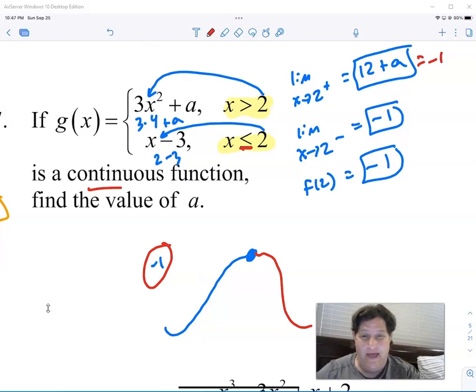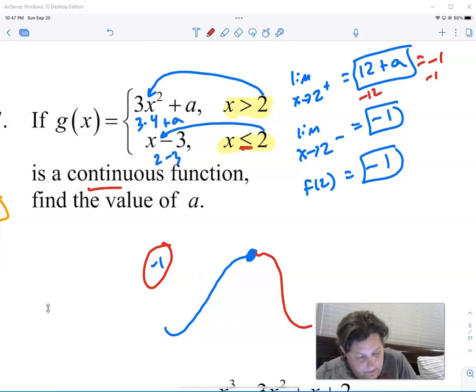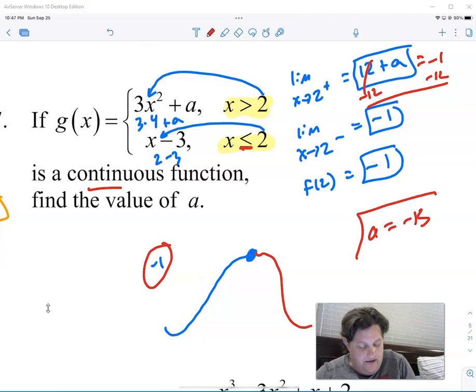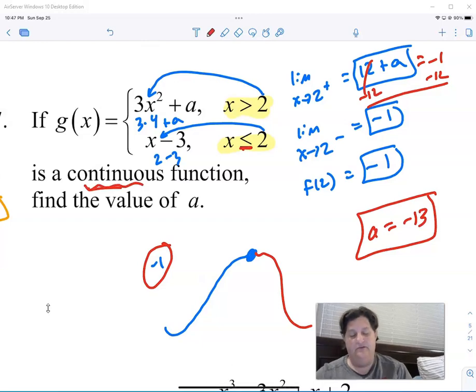So can you guys figure out what a would have to be? Okay, good. I didn't trust myself for a minute. a would have to be -13. And as long as a is -13, this is continuous because both sides are going to meet up.